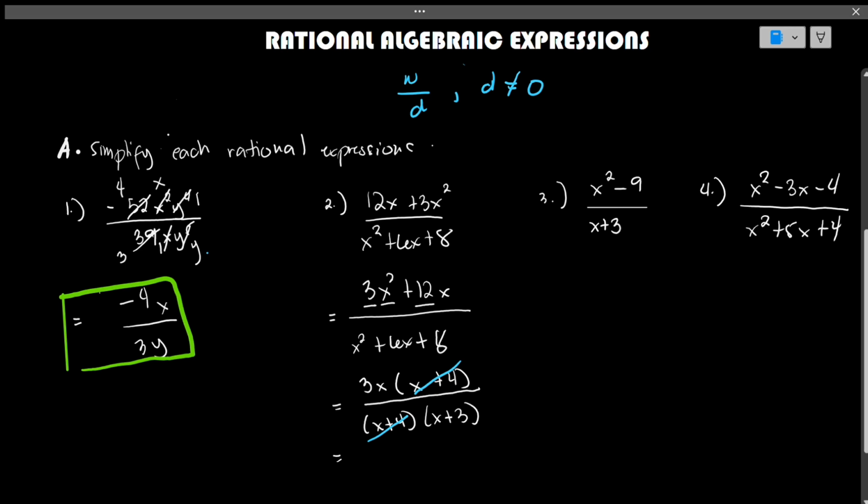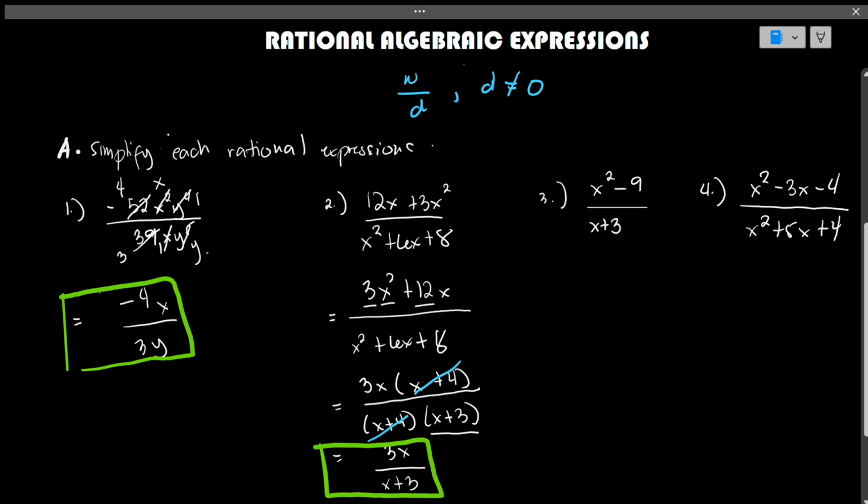Then all you have to do now is to rewrite whatever is left in your rational expression. In our numerator, we only have 3x all over. The remainder here is x plus 3. And that will be your final answer.